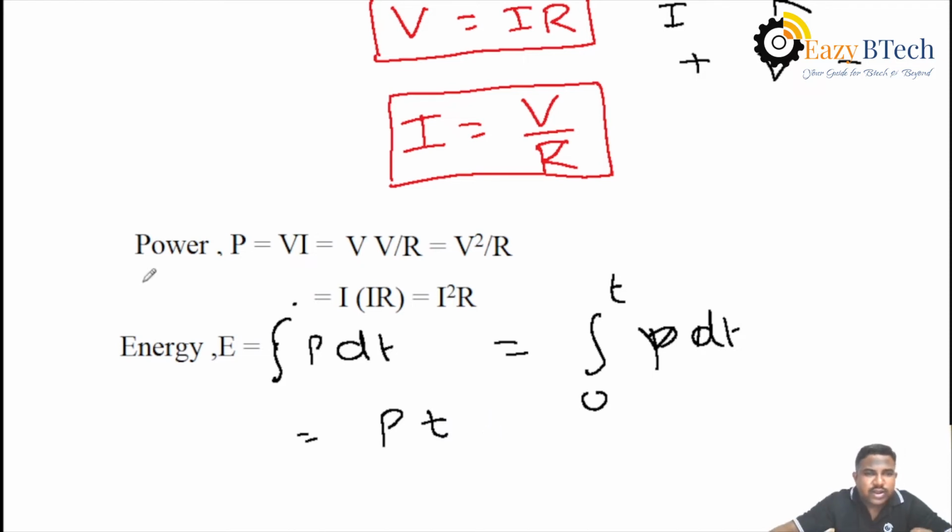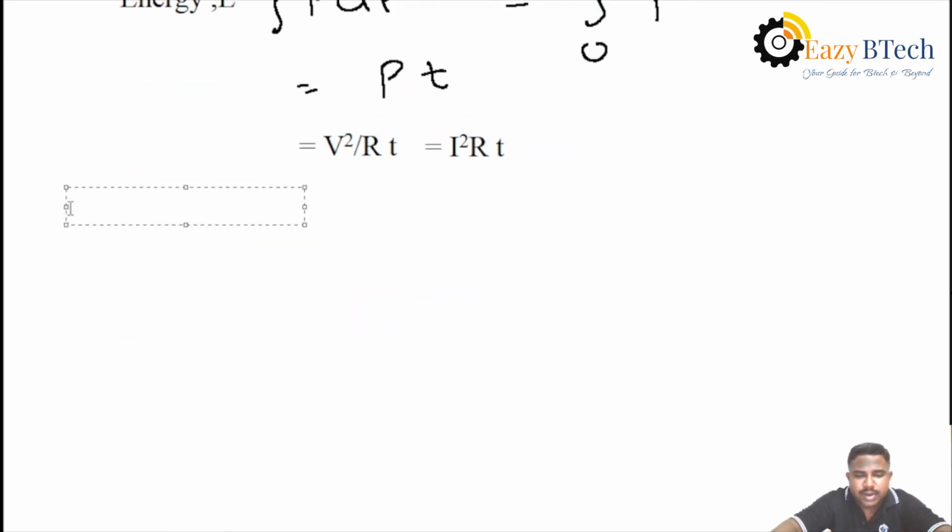Then we know the value of power, that is V square by R, so the energy is V square by R into t. Or in the case of current, I square R into t. These are the formulas of power loss and energy across the resistance R: V square by R into t, I square R into t. After knowing the resistance, the second element you can take is the inductor.